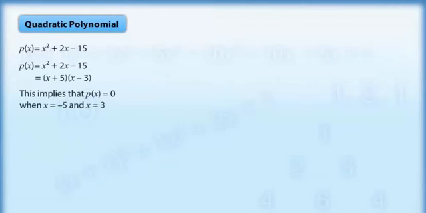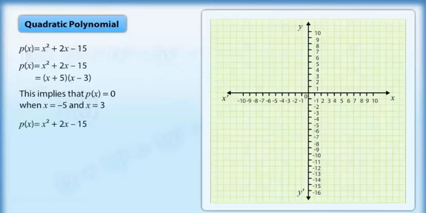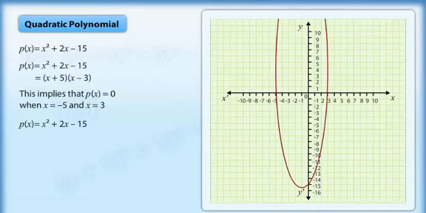What do you think are the zeros of the following quadratic polynomials? p(x) = x squared + 2x - 15. When we factor p(x) = x squared + 2x - 15, we get (x + 5) multiplied by (x - 3). This implies that p(x) is equal to 0 when x = -5 and x = 3. Let us see the graph of p(x) = x squared + 2x - 15. What are the x-intercepts of the graph? You can see that y = 0 at 2 points, (-5, 0) and (3, 0). Therefore, the x-intercepts are (-5, 0) and (3, 0).